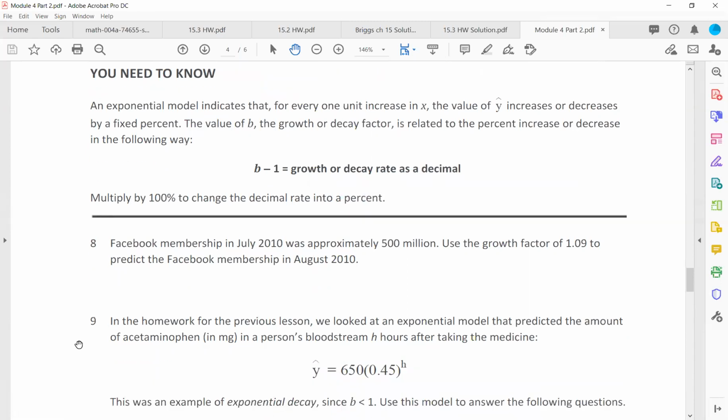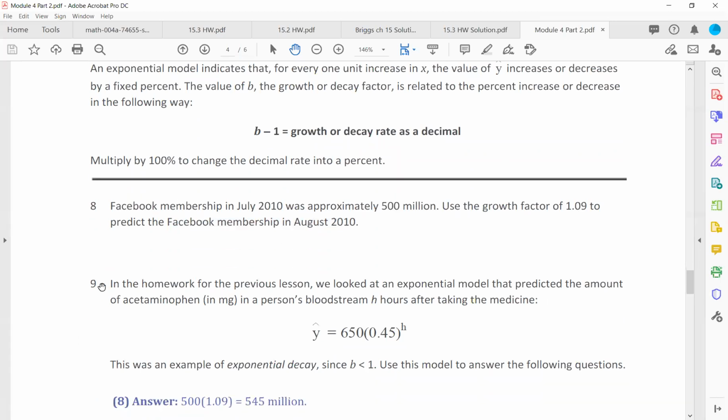Question 8. Facebook membership in July 2010 was approximately 500 million users. Use the growth factor of 1.09 to predict the Facebook membership in August 2010.